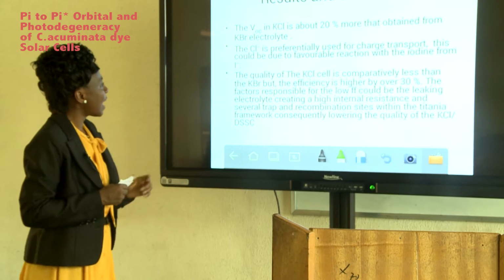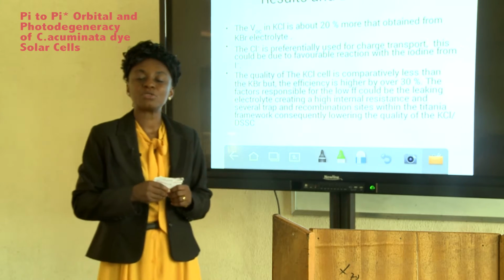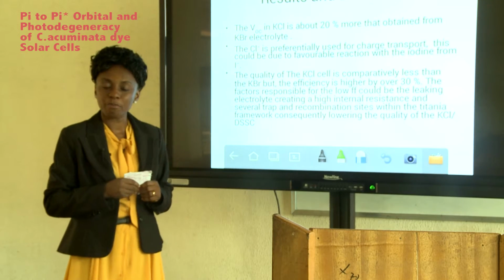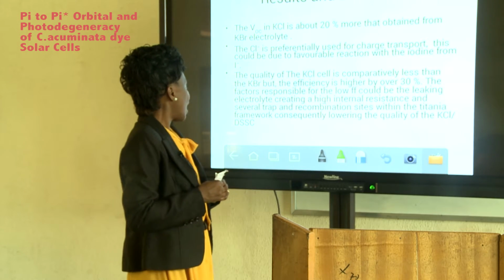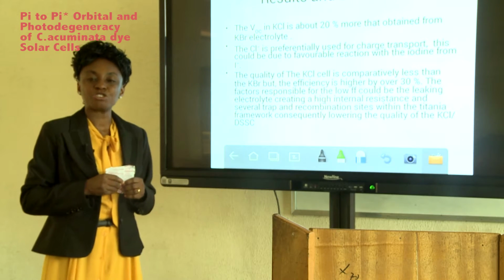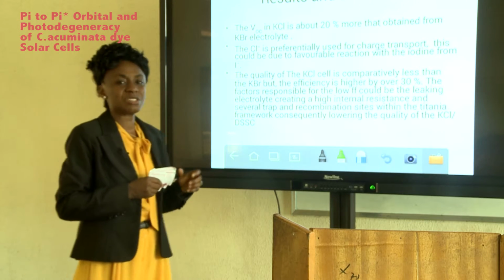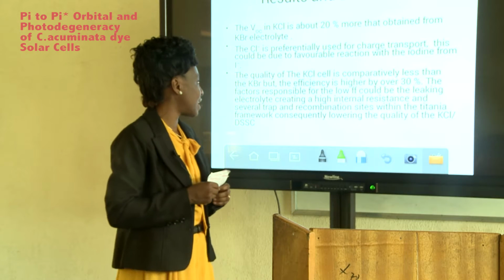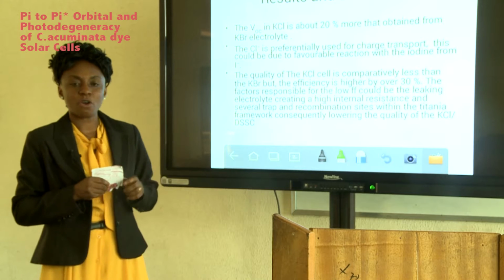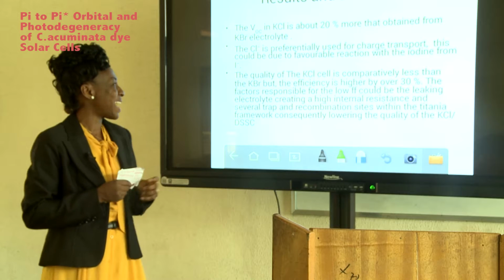My discussions. When we compared the efficiency obtained in potassium chloride to the potassium bromide, we were able to get about 20% more from the potassium chloride. And I explained that already. It had to do with the favorable reaction being disposed to the chloride. And when we look at the fill factor, which describes the quality of the dye-sensitized solar cell, we were able to see that even though the fill factor of the potassium chloride dye-sensitized solar cell was less, the efficiency was higher.